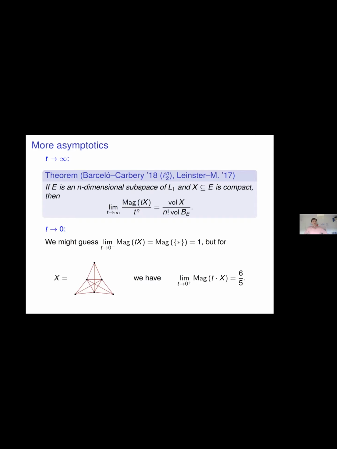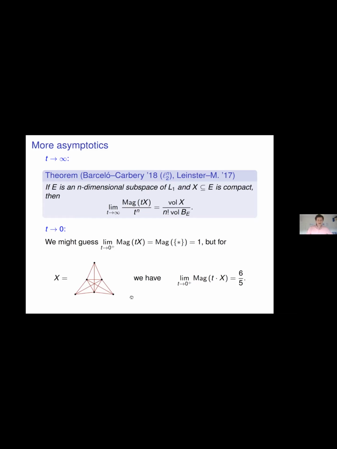So far, I've just talked about the big T asymptotics. What about if you shrink your space to a point? So the natural guess then would be that as you shrink to a point, you get the magnitude of a 1-point space, which is indeed just 1. So this would fit nicely again with that philosophy that the magnitude is the effective number of points.